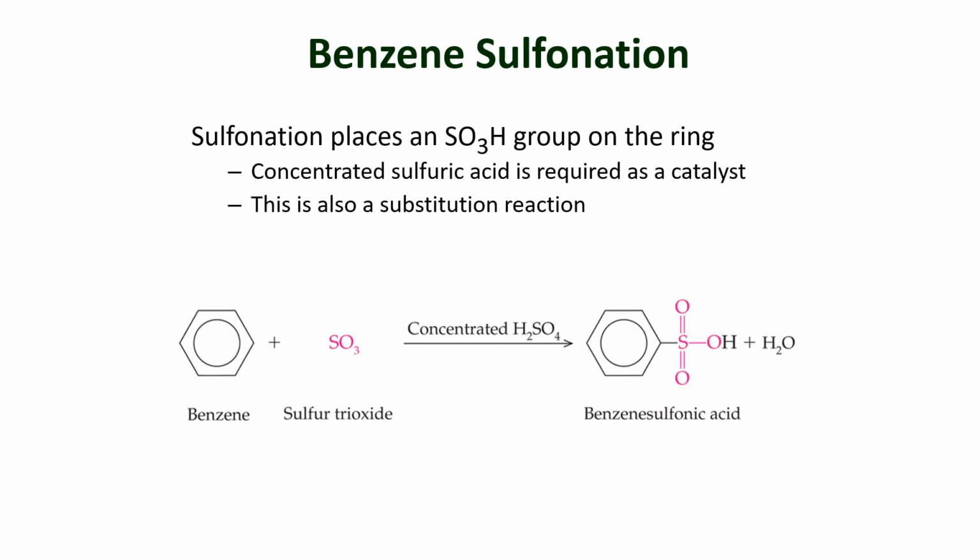Again, a similar substitution reaction. In this case, it is sulfonation of benzene, which places an SO3H group on the ring. Just like the previous reaction, concentrated sulfuric acid is the catalyst, and this is also an example of a substitution reaction. Sulfur trioxide is used as the reactant with the benzene, and the group that attaches to the benzene is the SO3H group, as we can see here, which makes benzenesulfonic acid. The other product is water, just like in the previous reaction.